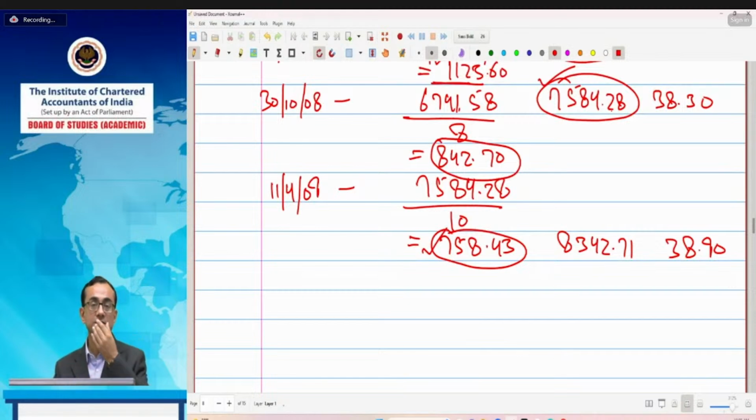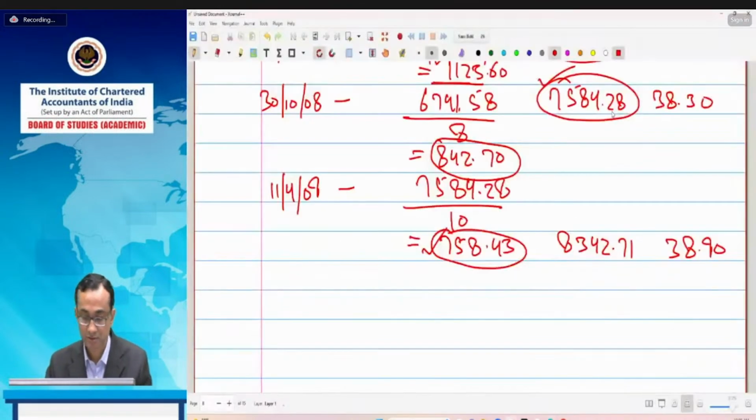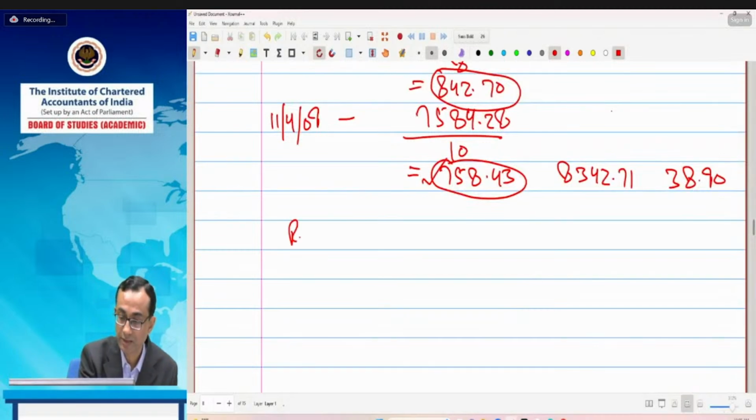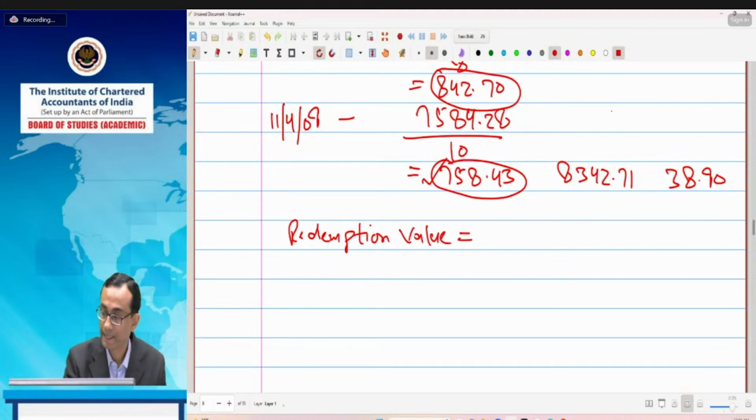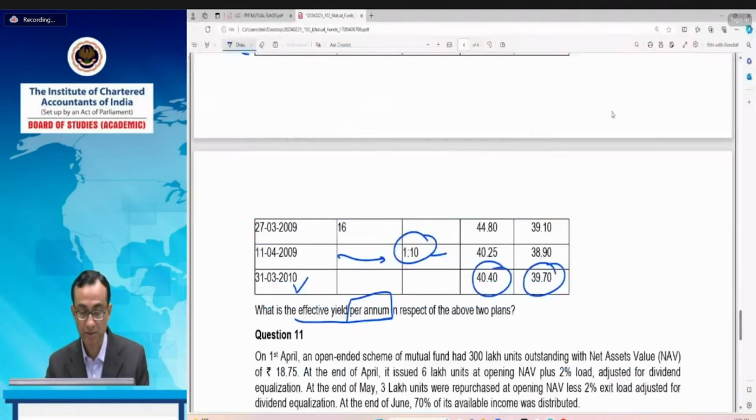And then we can easily calculate the redemption value by multiplying it with the NAV as on the redemption date, which is 31/3/2010. It is given as 39.7. So now calculate the redemption value. Redemption value is equal to 8342.71 units multiplied by 39.70, the unit net asset value as on the redemption date, that is 31/3/2010.